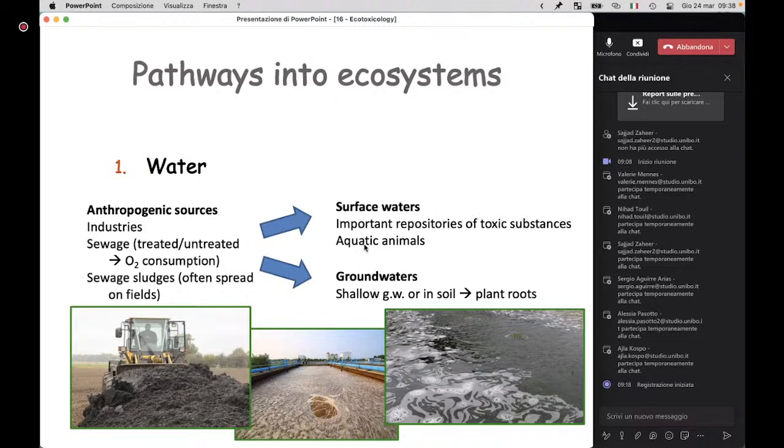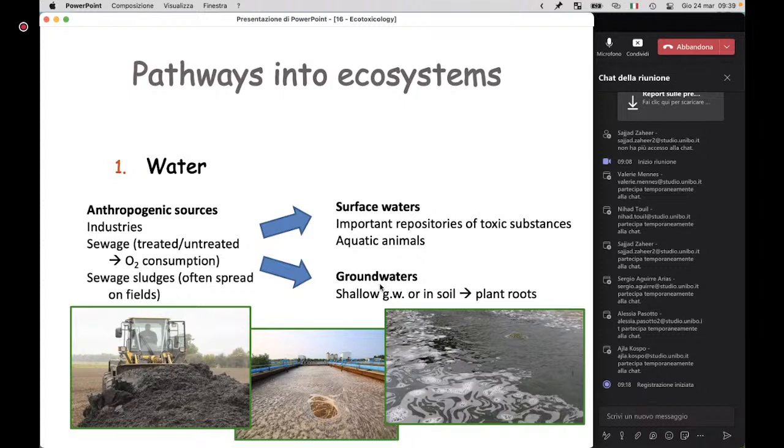And the two most important water bodies we can consider when considering pollution are surface waters. Of course, surface waters is what we see every day, okay? So rivers, lakes, the sea, glaciers. And once the toxicant goes into surface water, of course, it remains there, especially in the sea. And this is a very important repository of toxicants. And of course, the big damage is done to aquatic animals. You may remember the famous poisonings of Minamata Bay regarding mercury, and of course, not only aquatic animals, but also those that feed on aquatic animals.